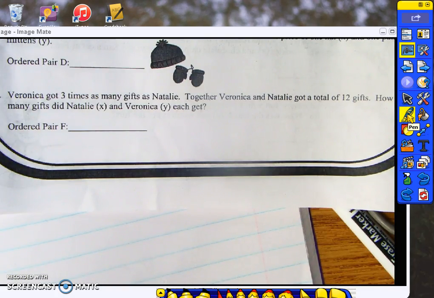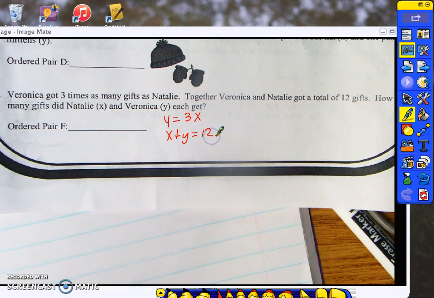Alright, last one. Veronica got 3 times as many gifts as Natalie, so Veronica is Y. She got 3 times more than Natalie, which is 3x. Together, they got a total of 12, so x plus y is 12. How many gifts did Natalie and Veronica each get? We're going to take what y is equal to and substitute it for y in the other equation. I can't combine like terms inside the parentheses. I can't distribute anything to the parentheses. So all I'm doing is x plus 3x, which is 4x.